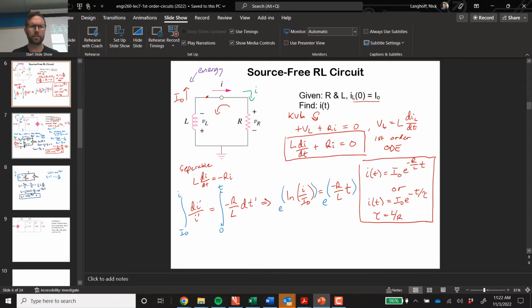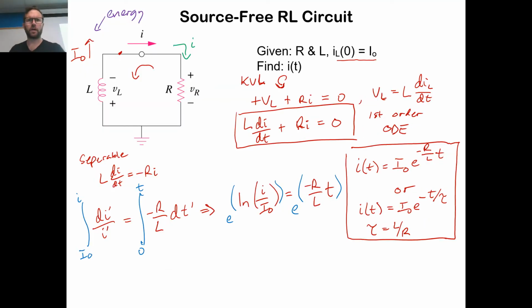So let's pick up where we left off. We've been discussing the source-free RL circuit. We've been looking at first-order circuits, and now we're looking at the source-free RL circuit. And we started with basic principles. We did a Kirchhoff's voltage loop, or KVL loop, around the circuit.